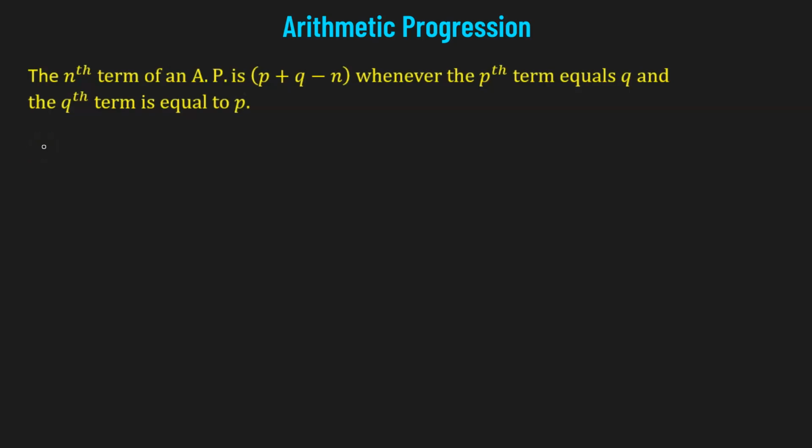In this problem, we need to show that the nth term of an AP is given by p plus q minus n, whenever the pth term equals q and the qth term equals p. So let's begin. We will first consider the first term. Let the first term be represented by lowercase a and the common difference be represented by lowercase d.